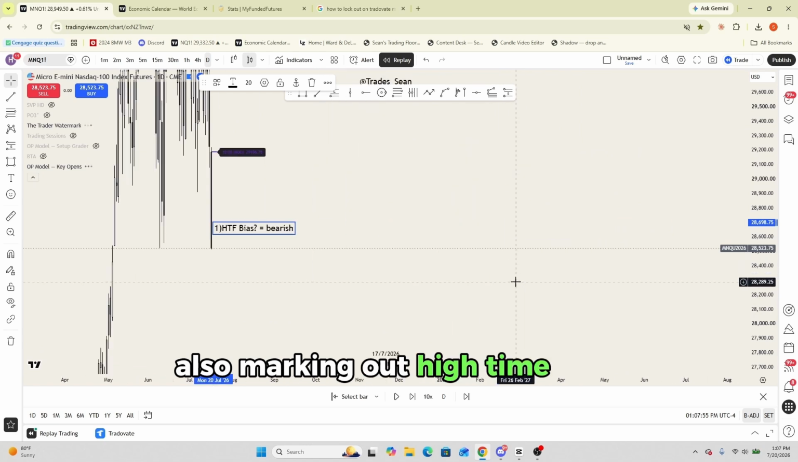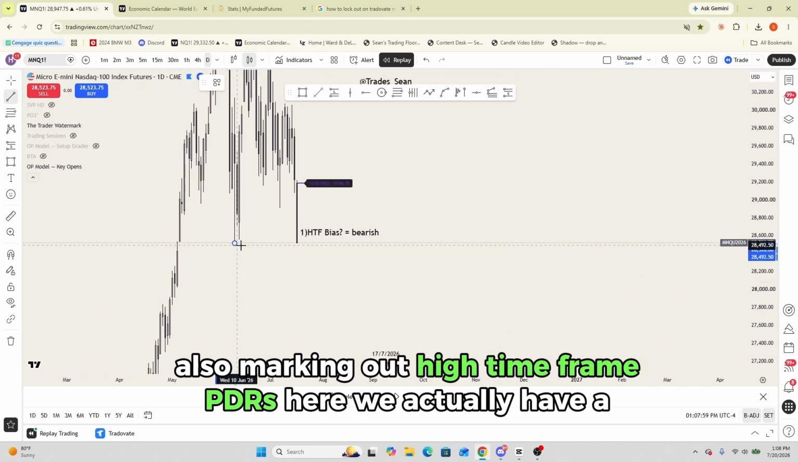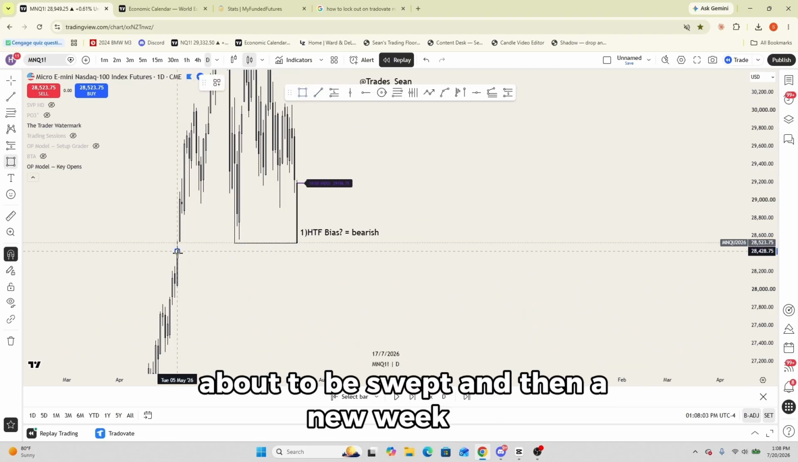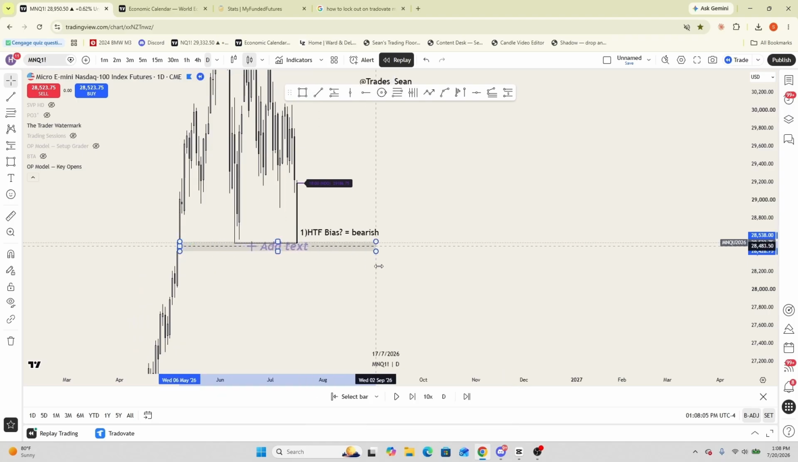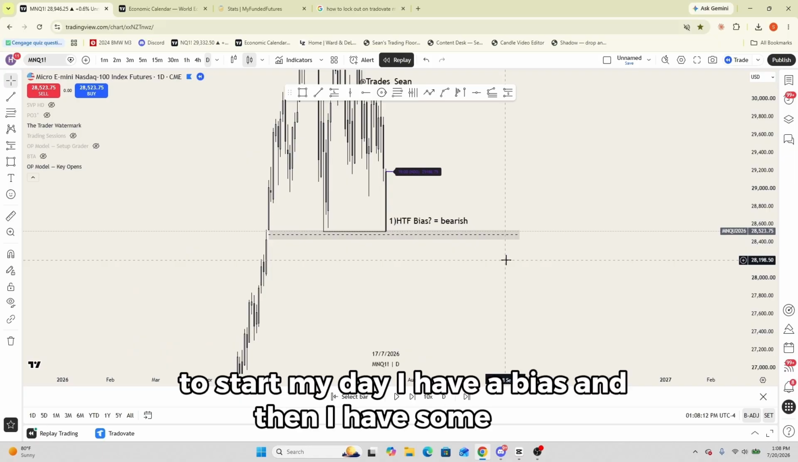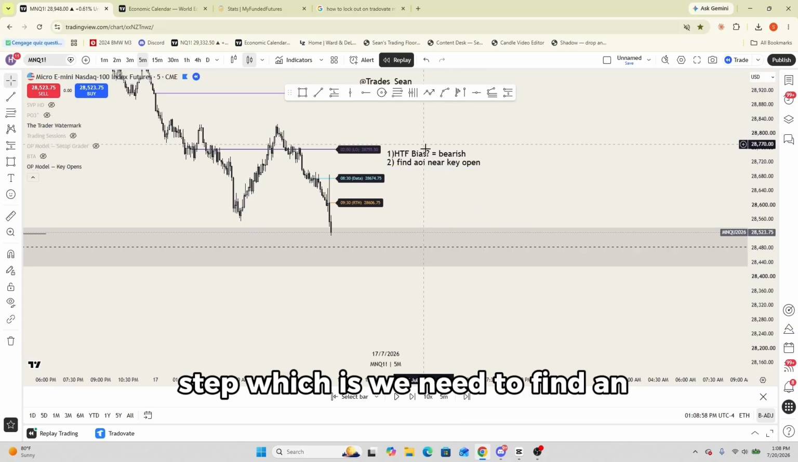Also marking out high time frame PD arrays. Here we actually have a low about to be swept, and then a new week gap. So this is all I need to start my day. I have a bias and then I have some PD arrays. Okay, cool. Now we go into our second step, which is we need to find an area of interest near a key open, right?